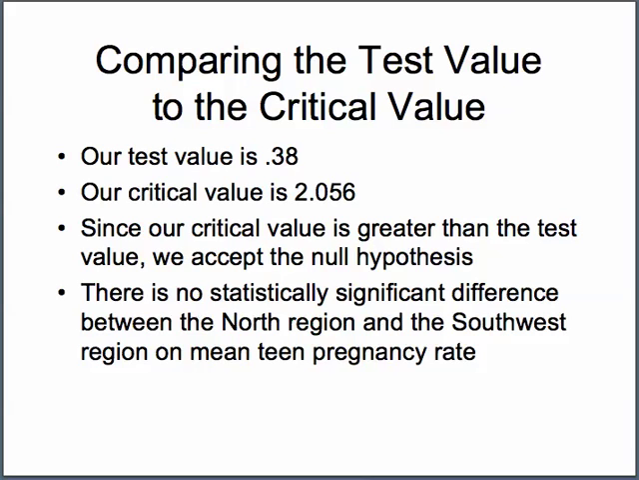If the absolute value of our calculation is less than the critical value, then we accept the null hypothesis. There is no statistically significant difference in mean values for the teen pregnancy rate in the north region of Idaho compared to the southwest region of Idaho.